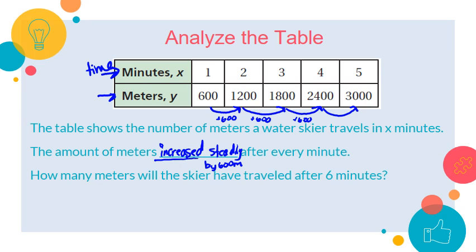Next, I want you to make an assumption. How many meters will the skier have traveled after 6 minutes? So let's make a guess. If I increased by 600 every minute, what if I added 600 more? I would be at 3,600. So I can make a pretty good estimate and say 3,600 meters.